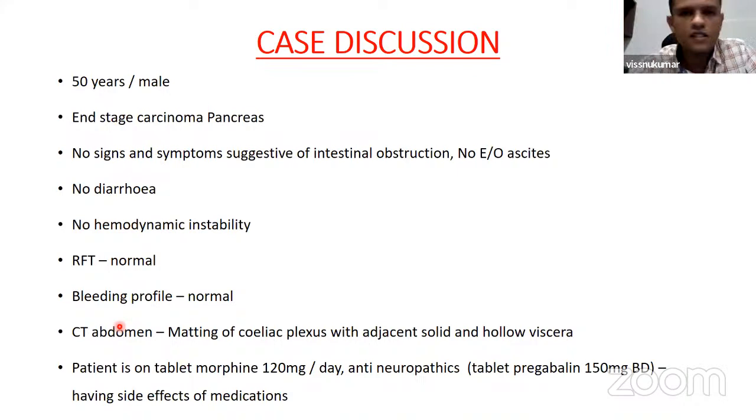So you have to do a splanchnic plexus block to get an effective relief. And now the patient is on tablet morphine 120 milligram per day, and he's on antineuropathics, tablet pregabalin.